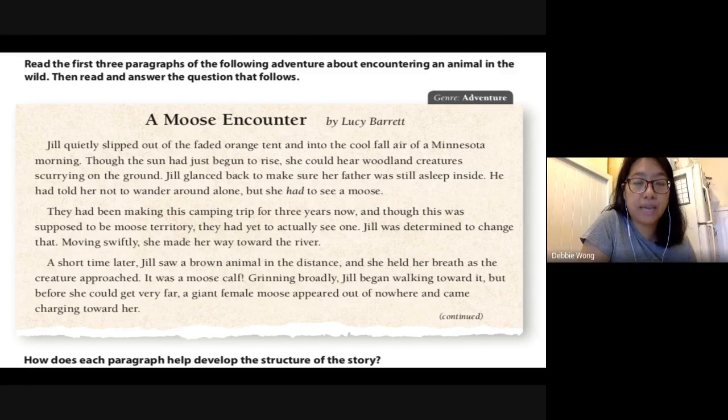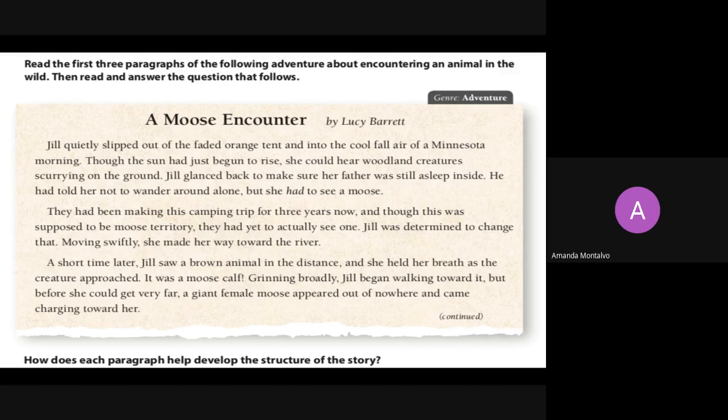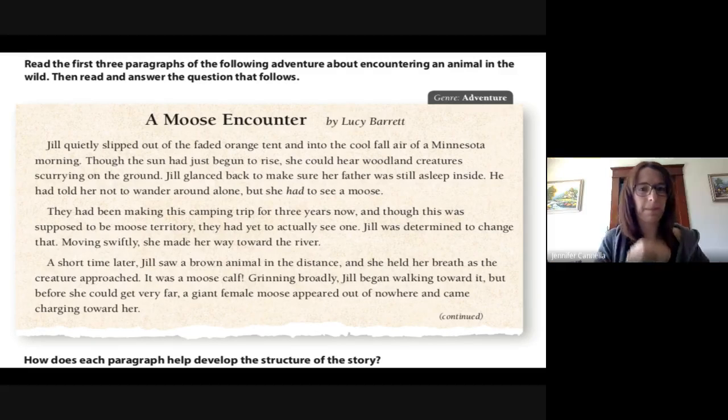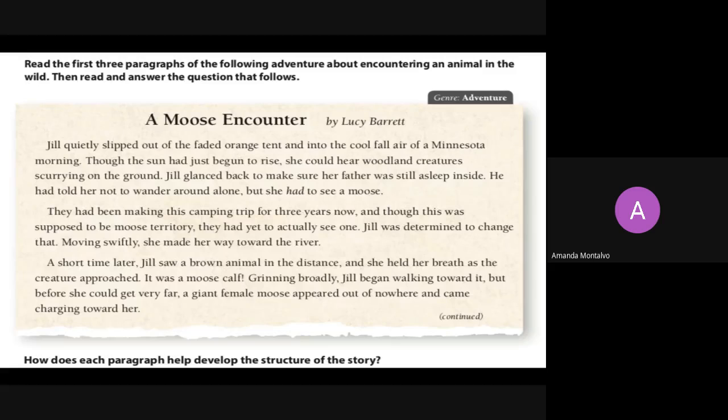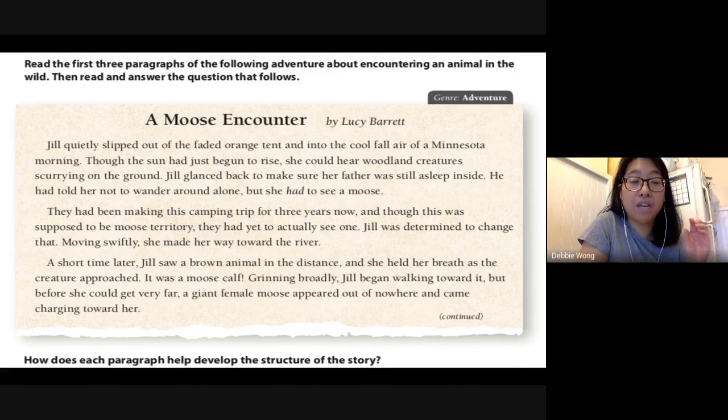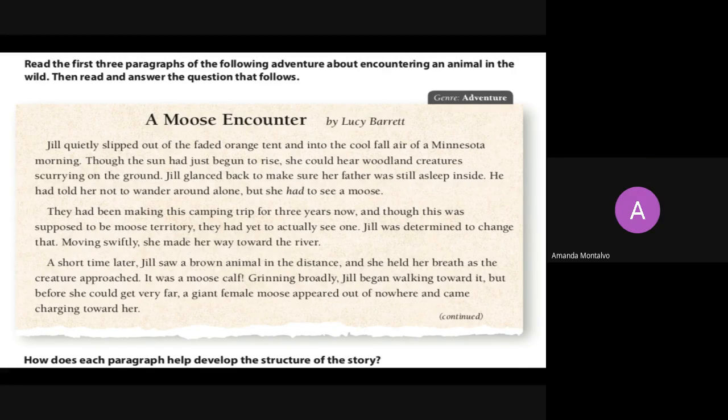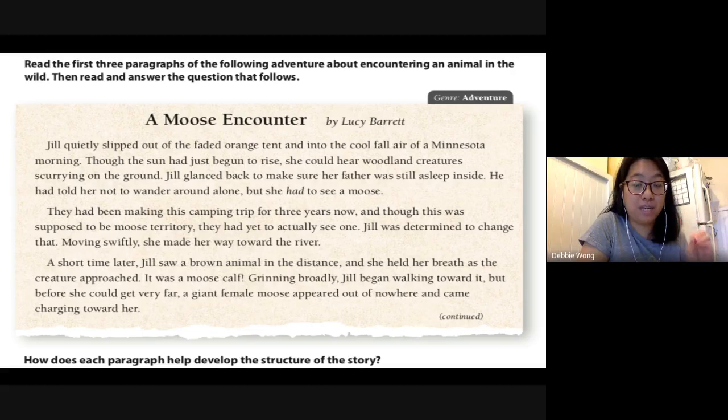Where is the story taking place? This is the exposition, the setting. Outside. Outside where? Outside in the woods, I think. So it says Minnesota morning, all right? The sun had just begun to rise. So it's early in the morning.